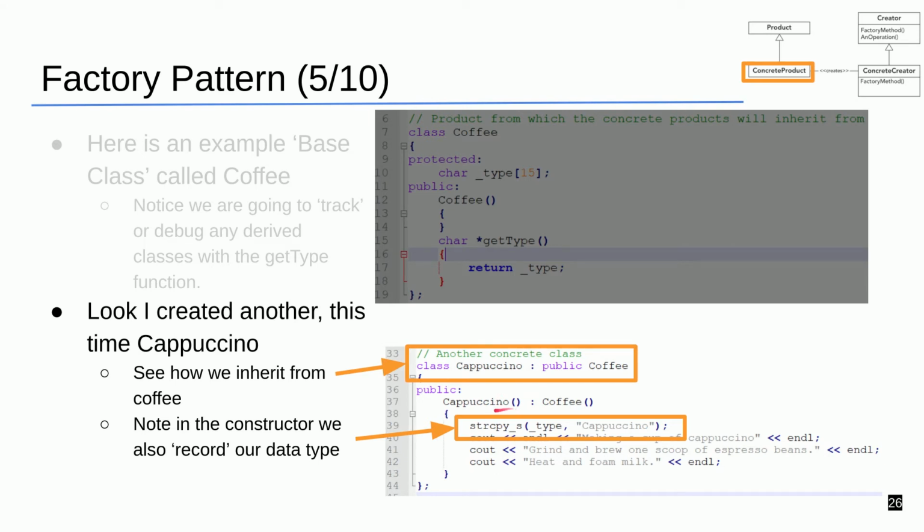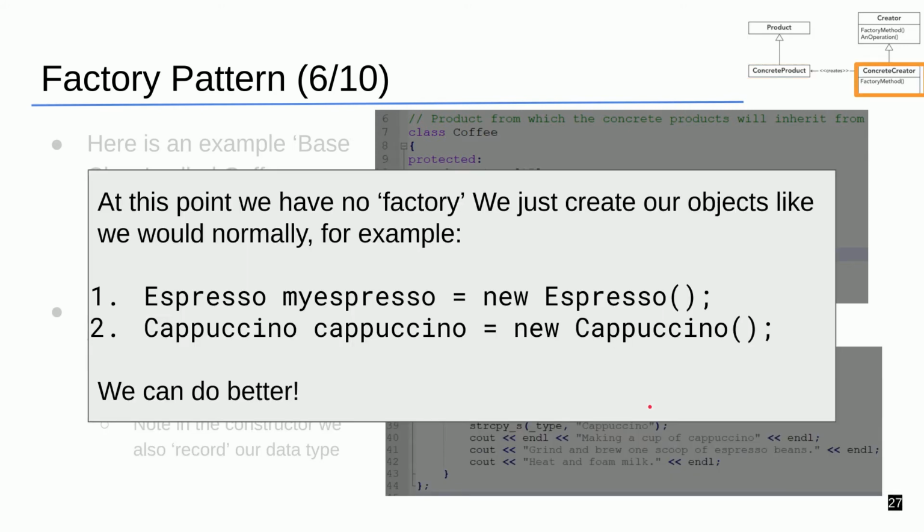Okay, and then if I want, I can create another concrete class. Here's a cappuccino, just some different coffee style. Again, I'm going to do the same thing and record the type here as our data and proceed forward. But at this point, you've just seen me create two classes that are derived from another class.